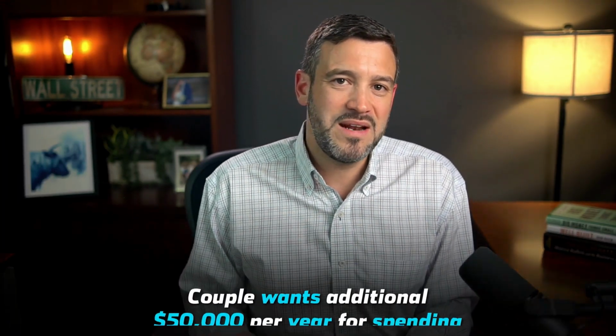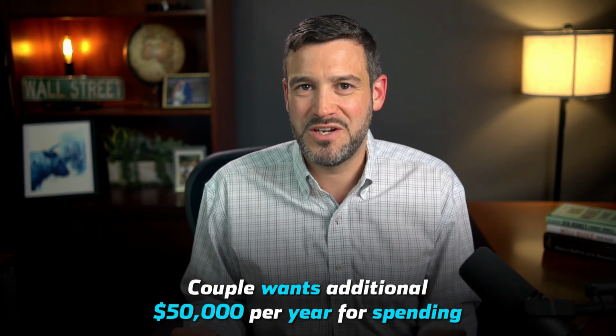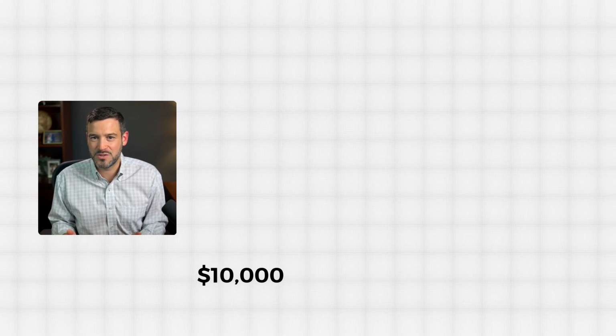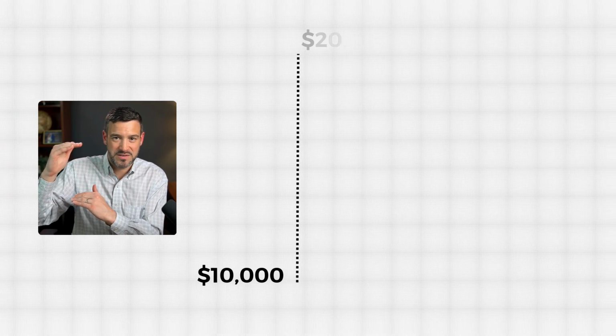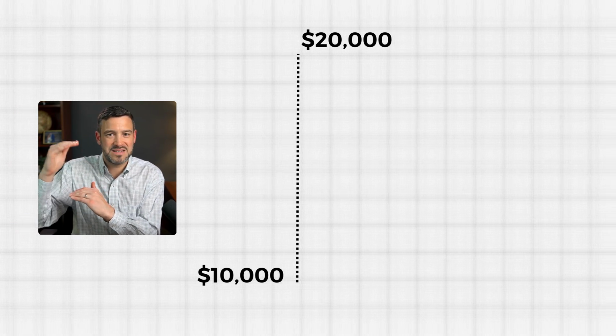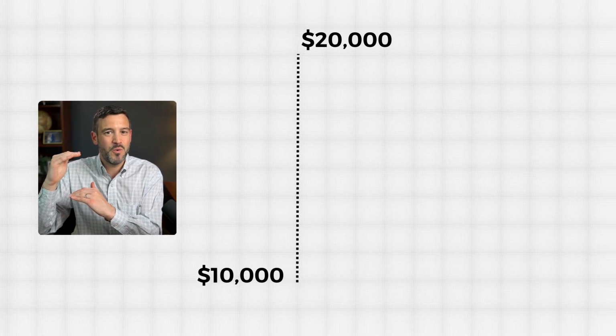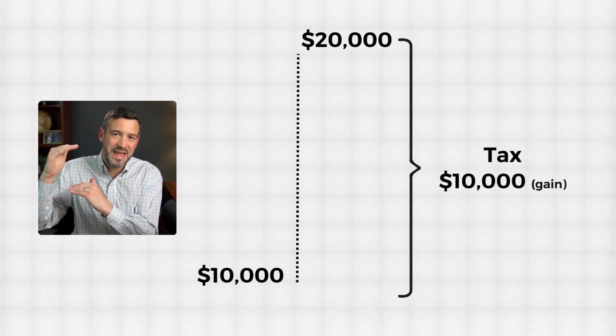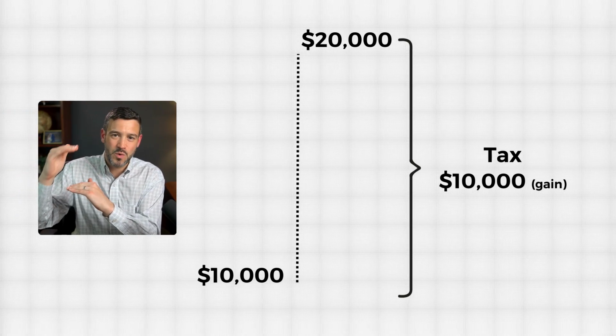But let's say we need some more money. Let's say we need an additional $50,000 a year to live. So this couple had $2 million in a taxable account. Now, the way taxes work in a taxable account when you sell something is that you're going to realize a gain. So if you buy something for $10,000, and you sell it for $20,000, well, you don't pay taxes on the whole $20,000. You only pay taxes on the gain. So from $10,000 to $20,000.